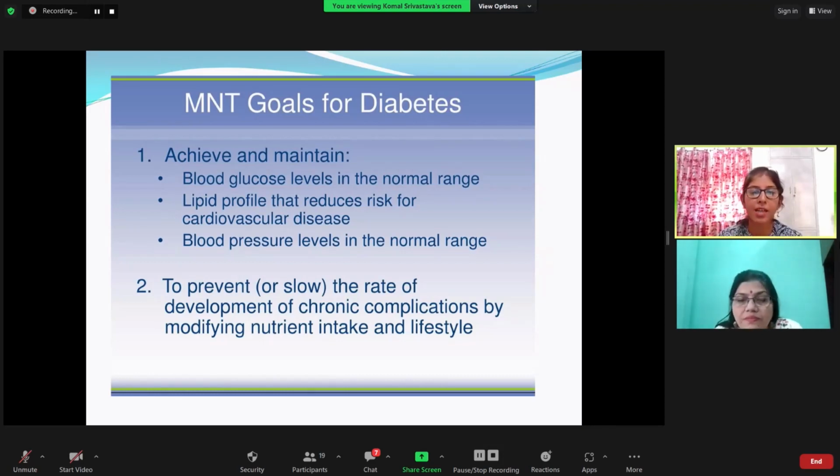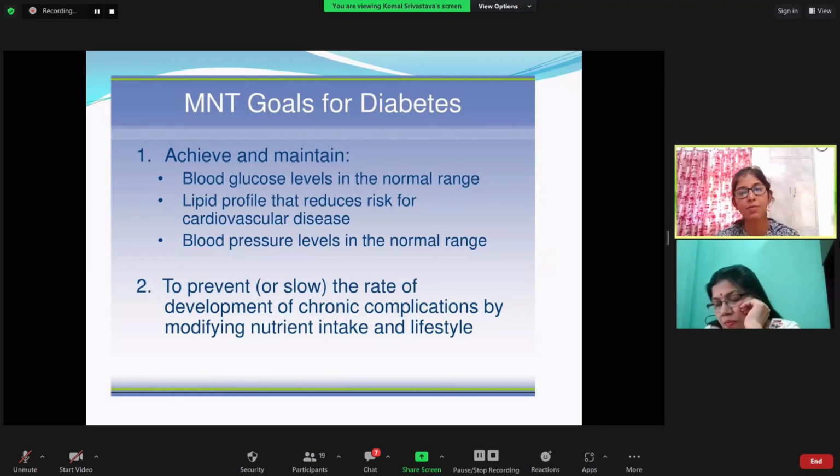Now, to prevent the rate of development of chronic complications, we need to look into the two major aspects in the life of the child. That is, first, the lifestyle. It is nothing like that only the obese or the patient who wants to reduce weight needs to go for some sort of exercise. No, exercise is for everyone, be it thin, be it lean, be it obese or overweight.